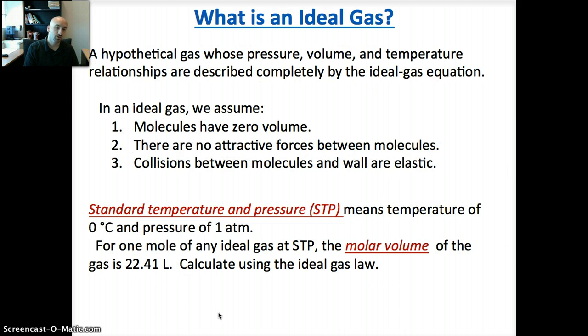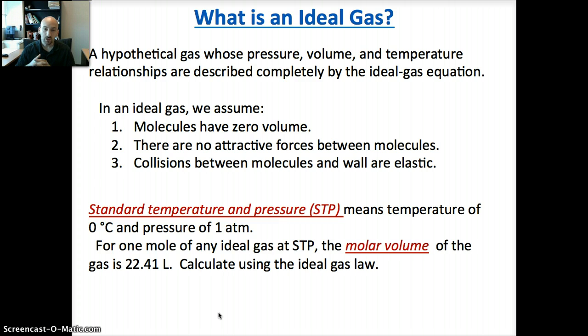So this brings up the question, what is an ideal gas? Well, we can define an ideal gas as a hypothetical gas whose pressure, volume, and temperature relationships are described completely by the ideal gas equation. And with this, that means there are three assumptions that we make about an ideal gas. These are molecules have zero volume, that there's no attractive force between these gas molecules, and collisions between the molecules and the wall are elastic, so they just bounce off one another.